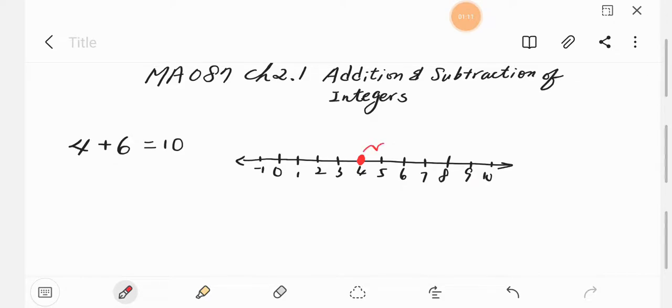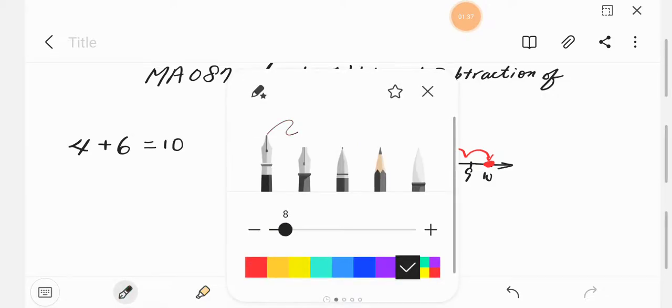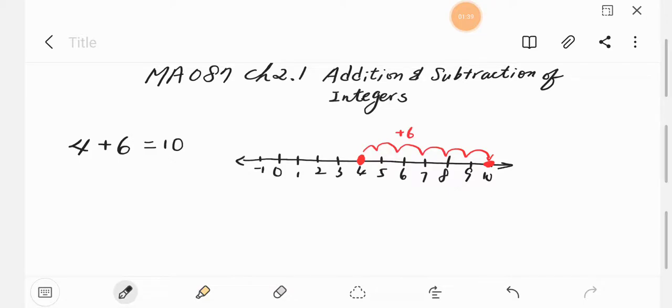So 1, 2, 3, 4, 5, 6. 6 units to the right. So the answer will be 10. We know 4 plus 6 is 10, but 10 comes from this information: starting at 4, you are adding 6 units to the right. Move 6 units to the right. That's addition. How about subtraction? We will do the subtraction later.